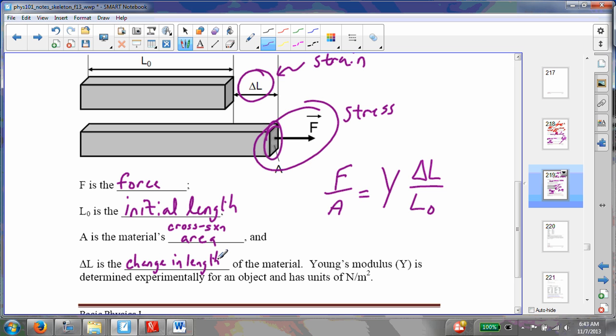And then Young's modulus, as I said, is determined experimentally, and it has units of newtons per square meter. You can see how the units work out here because I have newtons per square meter equals the Young's modulus. Here I have meters over meters. Those cancel out. So Young's modulus has to be in newtons per square meter.